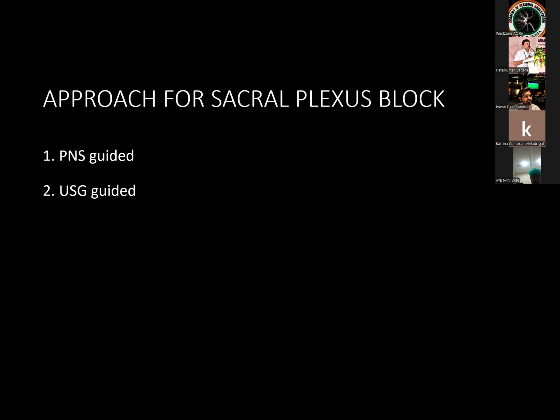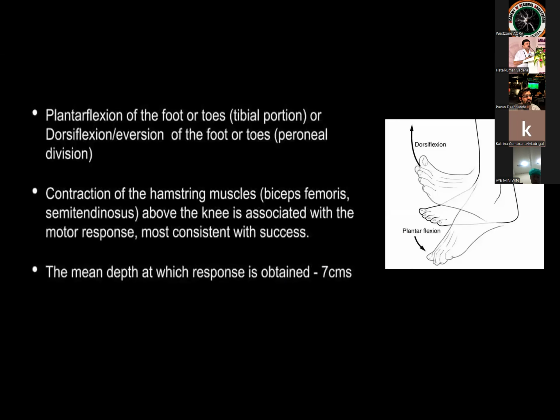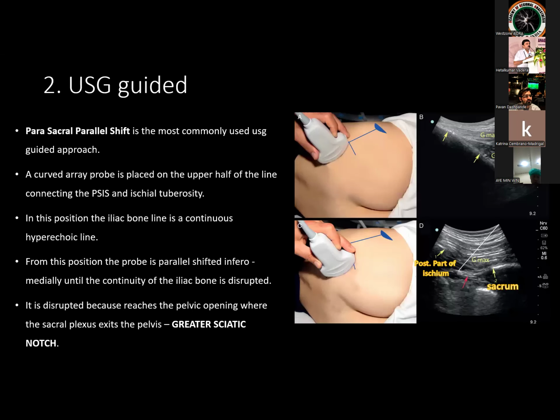Now, the approaches for sacral plexus block are PNS guided and USG guided. PNS guided has already been described by Dr. Kishore. I am going to describe the USG guided approach. In the USG guided approach, the most commonly used approach is the parasacral parallel shift. In this, we use a curvilinear probe.